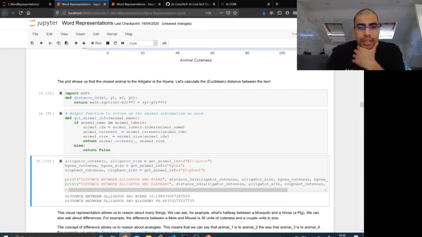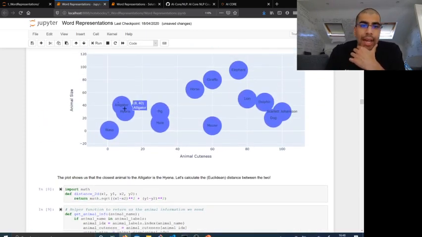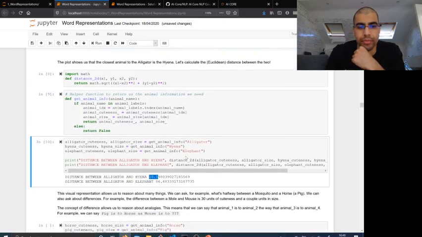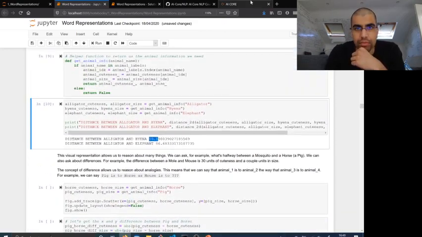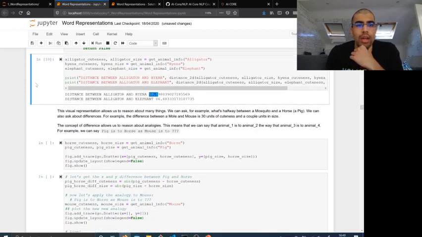So we can see here that the distance between an alligator and a hyena is a lot lower than between an alligator and an elephant. And visually we can see this as well, right? Alligator and hyena are right next to each other compared to alligator and elephant, which are quite far away from each other. So alligator is more similar to hyena than it is to elephant. This kind of visual representation allows us to reason about lots of different things.